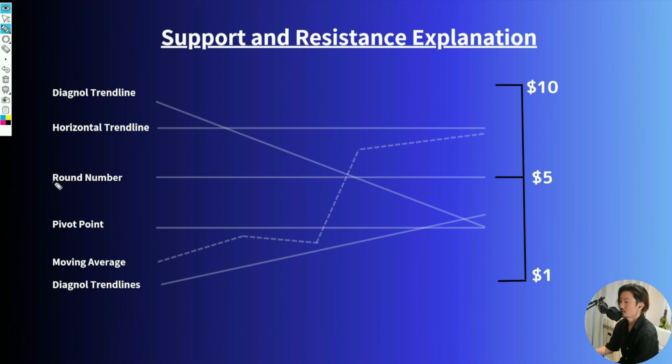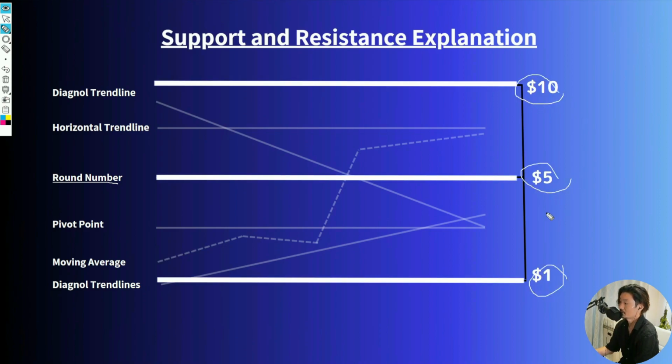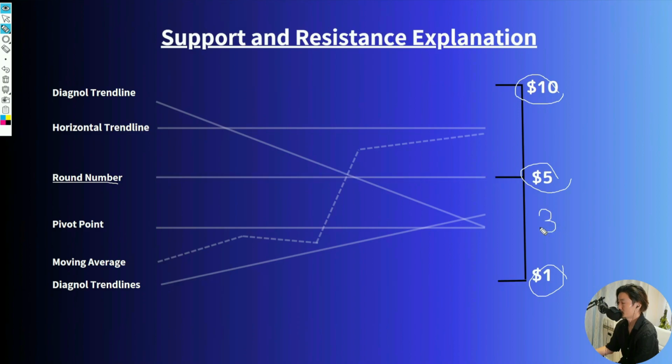So round number is also a type of support and resistance. Now round numbers are areas of support and resistance that form at round number price levels. So for example, a round number will be 10, 5, or 1. And for example, 3 or say 8 are not round numbers.